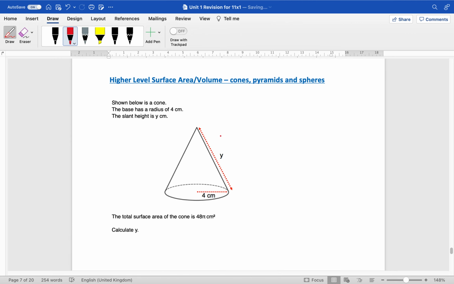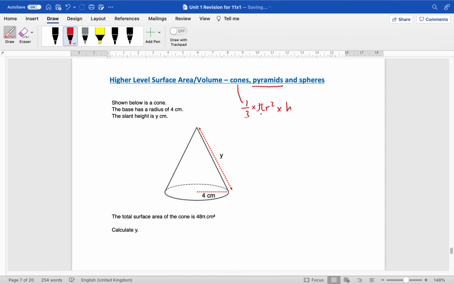Higher level surface area and volume, so things like cones, pyramids, and spheres, all given in the front of the book. Be careful that it doesn't give this one. However, for the cone, it's something like 1/3 pi r squared times the height, I think. Sorry if I made this up, right?